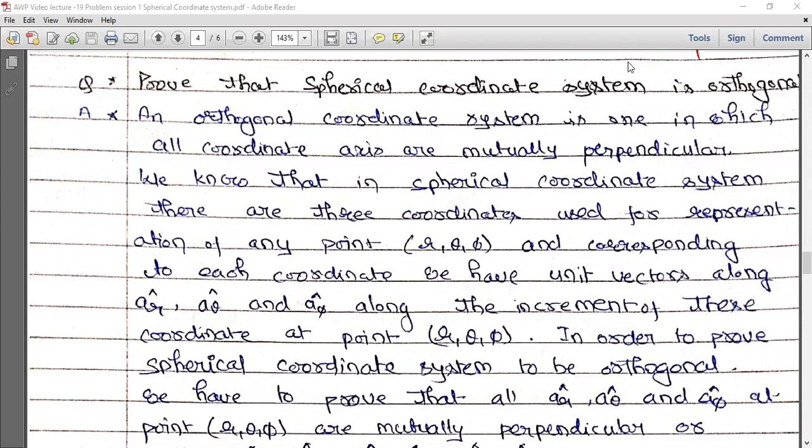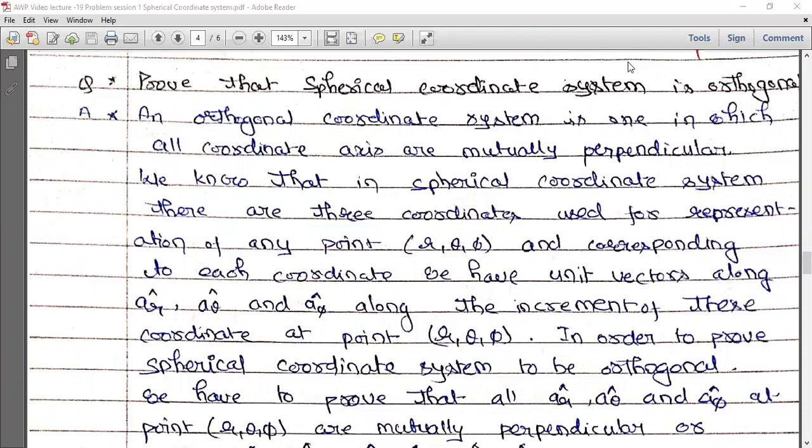So in our last problem session we started understanding the spherical coordinate system, and how we can convert coordinates of a point in the rectangular coordinate system to equivalent spherical coordinates. In this particular lecture we are going through only this single question. This is a theoretical question to prove that the spherical coordinate system is an orthogonal coordinate system.